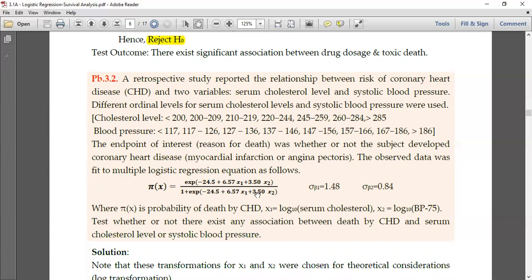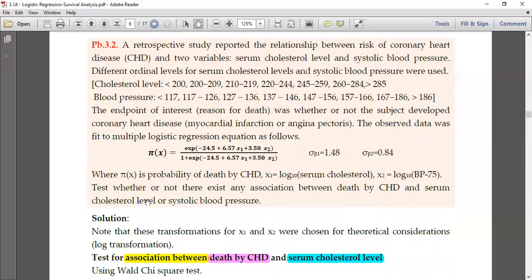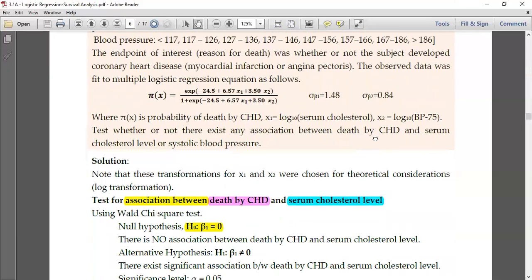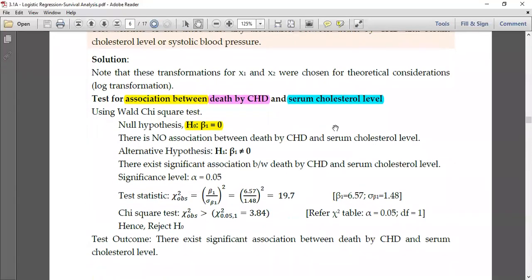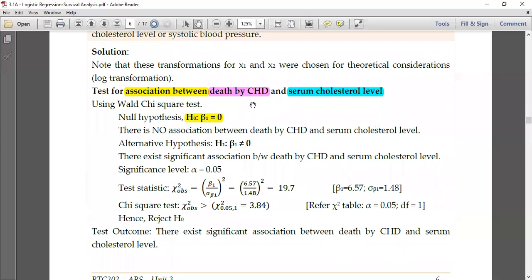This is the probability. And if you look at the equation here, exponential of minus alpha plus beta 1 x1 plus beta 2 x2, similarly in the denominator. The standard errors of estimate for beta 1 and beta 2 are both given. So you need to test whether there exists an association between x1 and pi, and x2 and pi. As we have done earlier, you have to test the two parameters, beta 1 and beta 2, separately, independently. So test 1, you can pause the video and go through this.